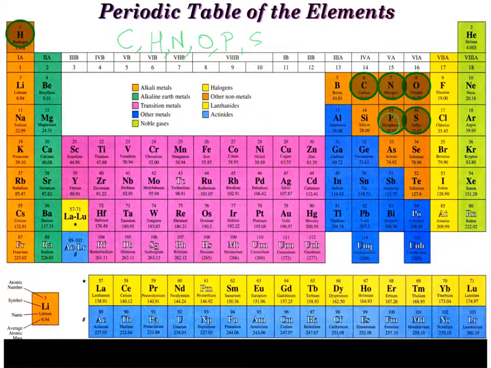So go ahead and say that word with me, CHNOPS. CHNOPS, you need to memorize that. The most important elements for living things is CHNOPS. Carbon, hydrogen, nitrogen, oxygen, phosphorus, and sulfur.